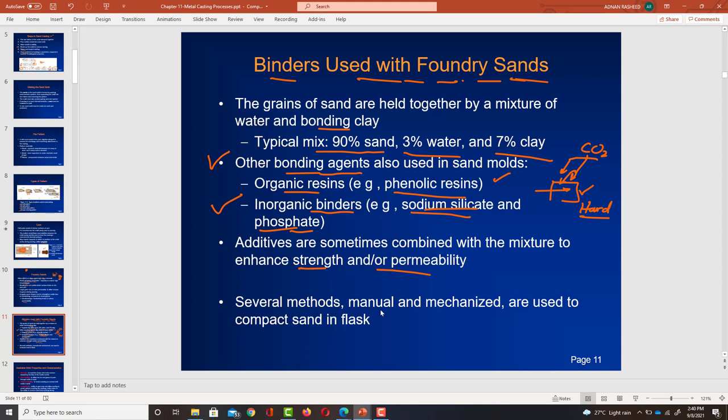We have several methods, manual and mechanized, used to compact sand in the flask. So jab aap sand ko pack karte hain pattern ke ird gird, one is the manual method and the second one is mechanized. In the manual method you press the sand with a rammer, and you press the sand all around the pattern.